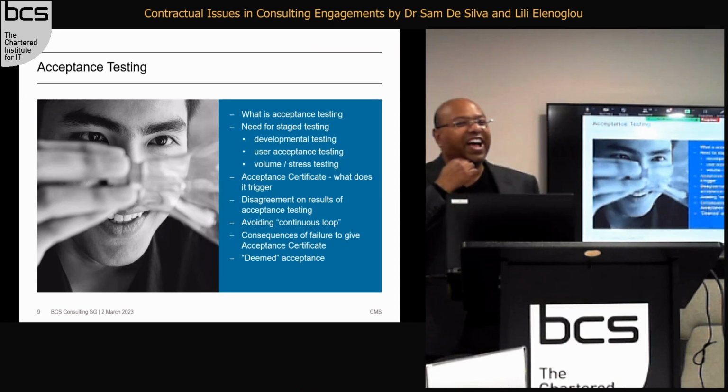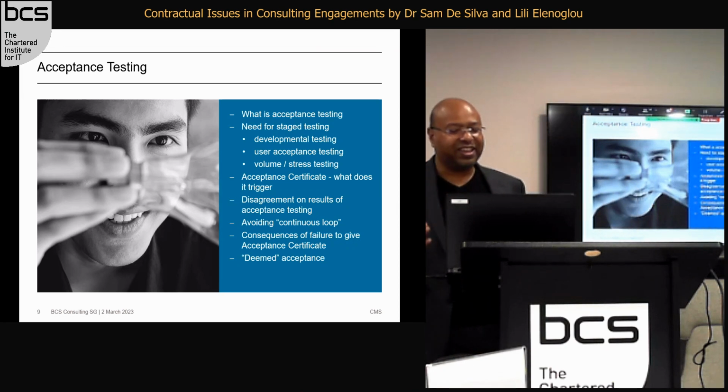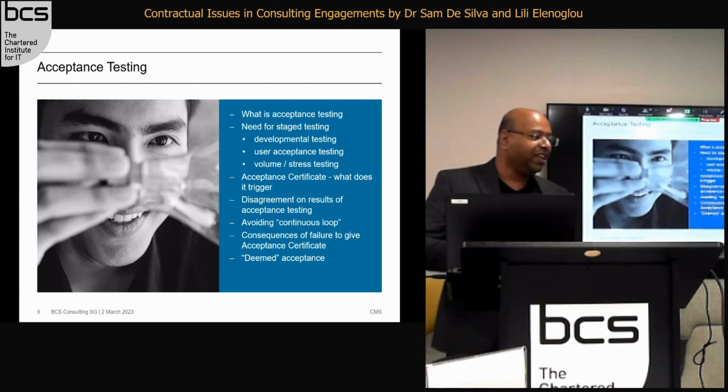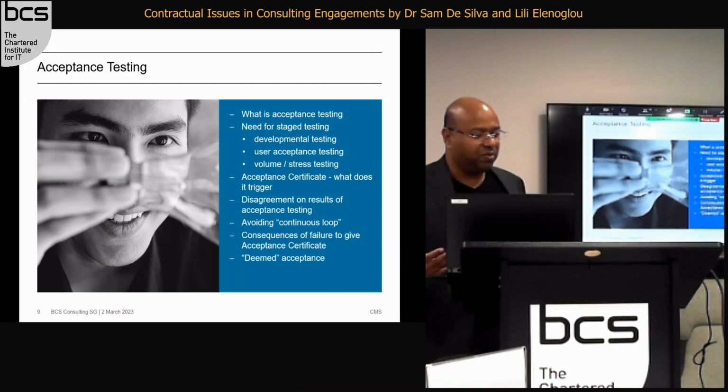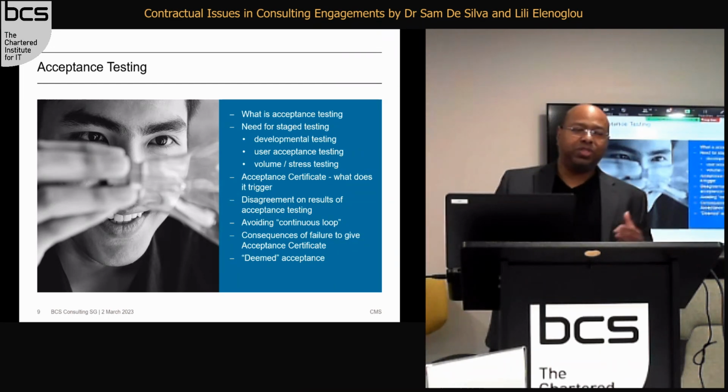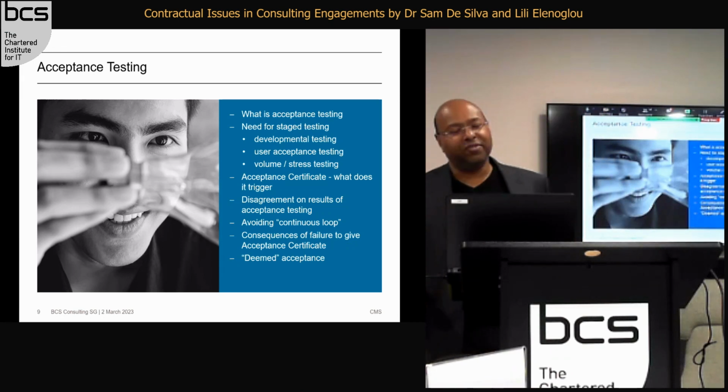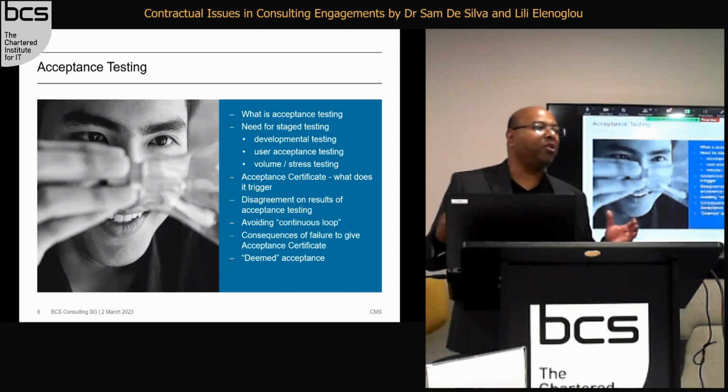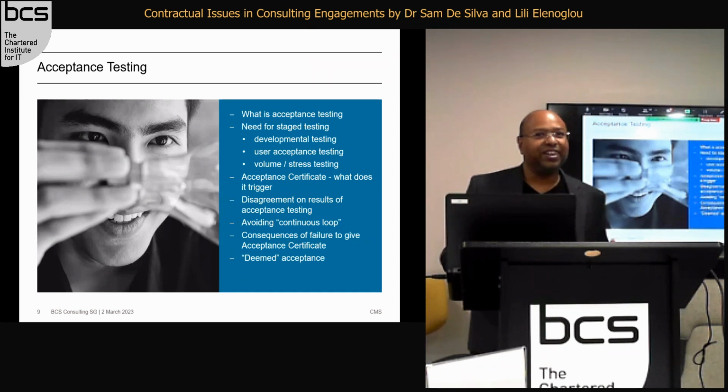No. So the continuous loop is effectively you're in the situation where you deliver a product, you say it's accepted. You do acceptance testing, it hasn't passed, and then you say okay, we'll do some modification, ready for acceptance testing, do the acceptance testing, it's not, and it goes backwards and forwards. So at some stage, I think both parties will get probably frustrated.